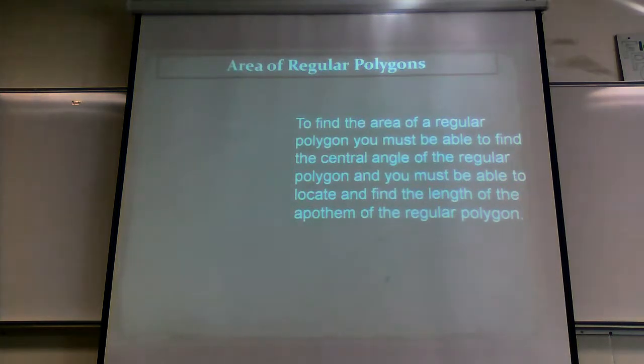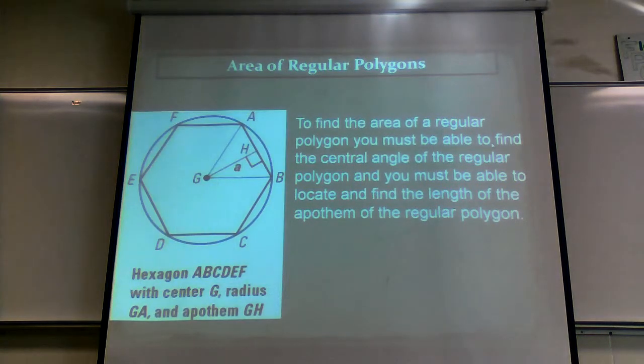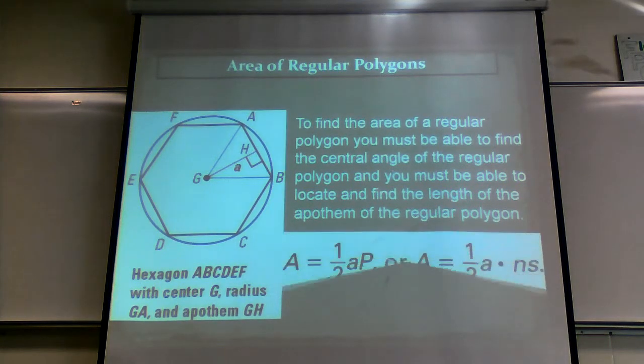What it says up there, the first part that I have, it says you have to be able to find the central angle, deals more with what we're doing tomorrow. Okay? In general, that formula right there, and there's an "or" there, meaning they're exactly the same. It's just one thing written out differently.